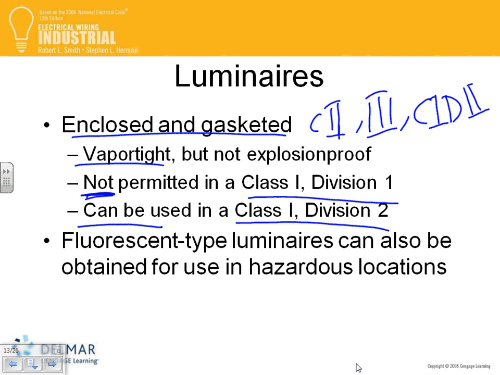Any questions, guys, about luminaires? So to summarize luminaires: Class 1 Div 1 needs an explosion proof luminaire. Other than Class 1 Div 1, you can get away with gasketed. They call them enclosed and gasketed for Class 2 and Class 1 Div 2 locations. We installed a lot in Class 2 Div 2 locations, guys.